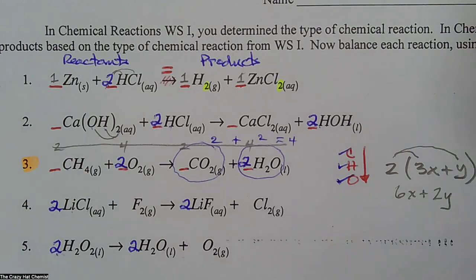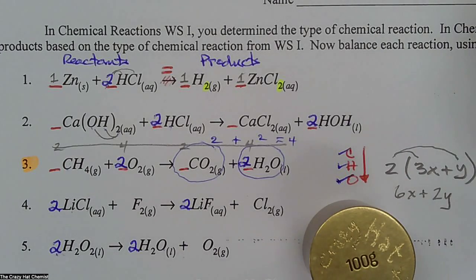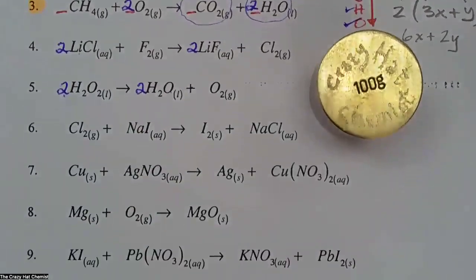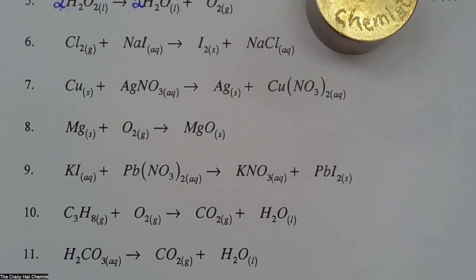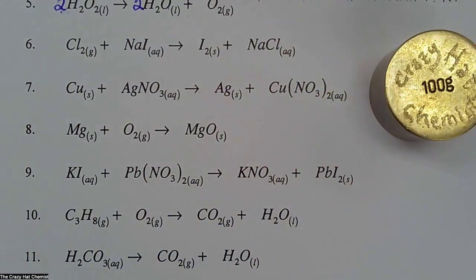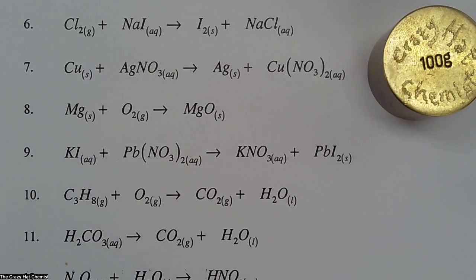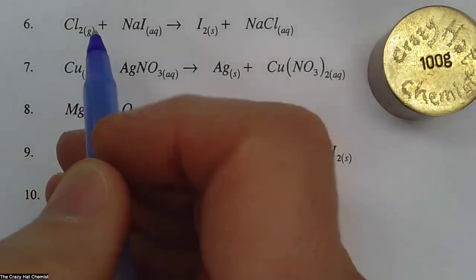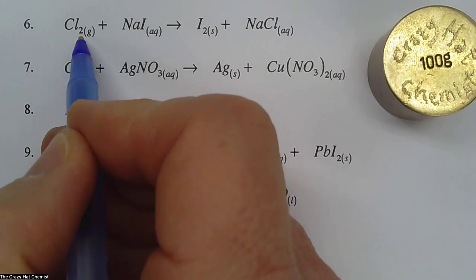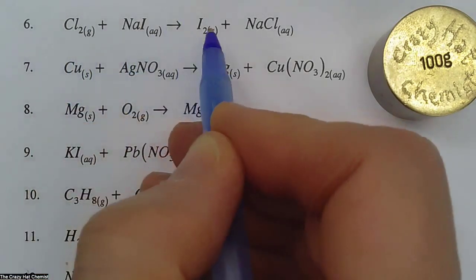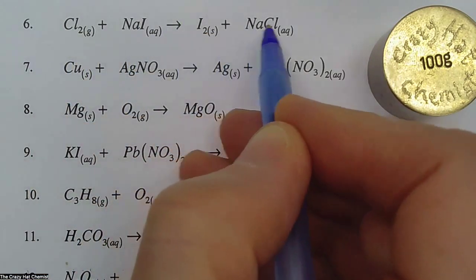All right, fantastic. So let's move on. We're going to move this problem on up here just like that, and we're going to go for the next set. So the next set is starting with number 6. Number 6, I have chlorine gas plus sodium iodide produces iodine solid and sodium chloride.